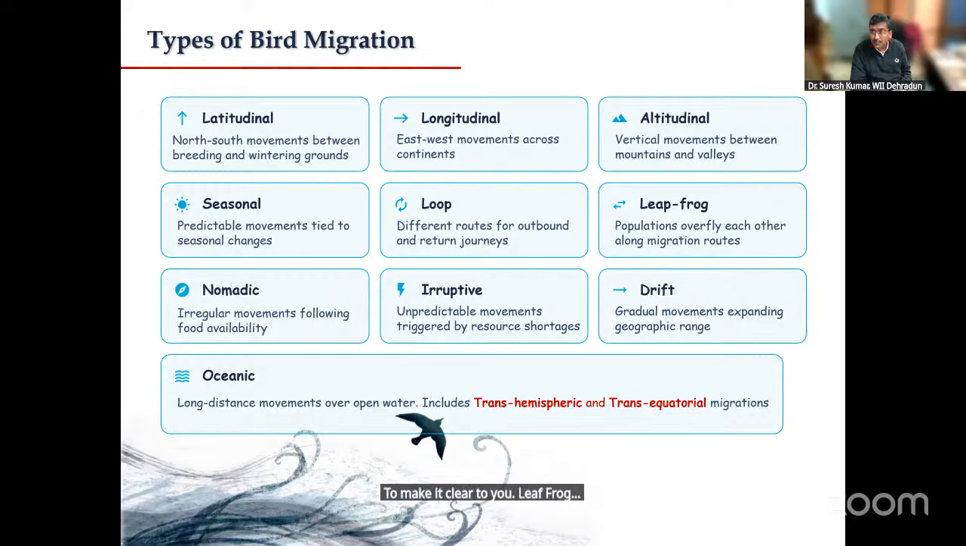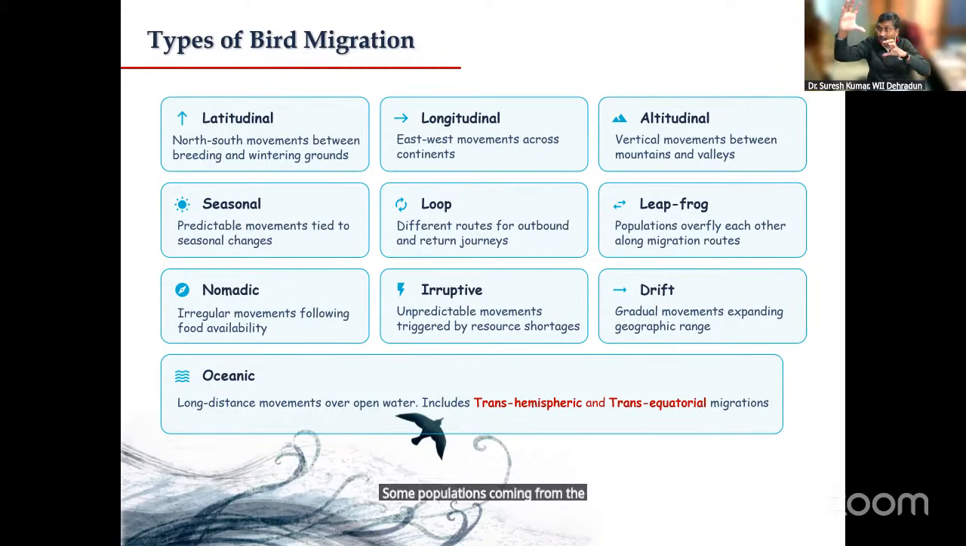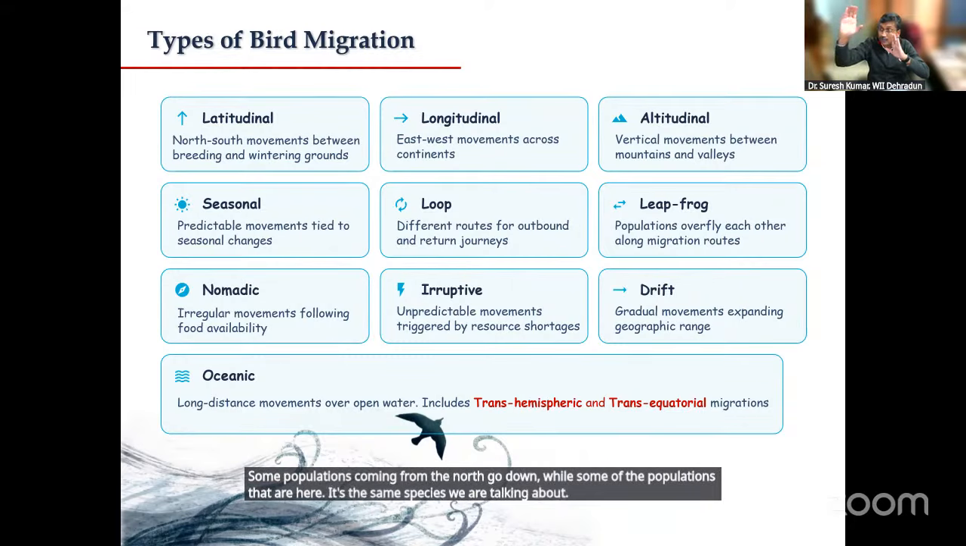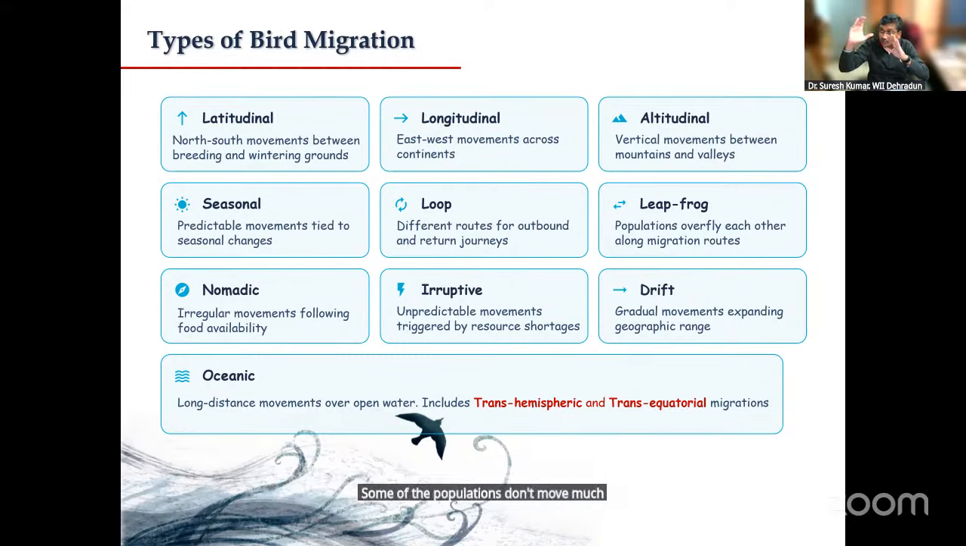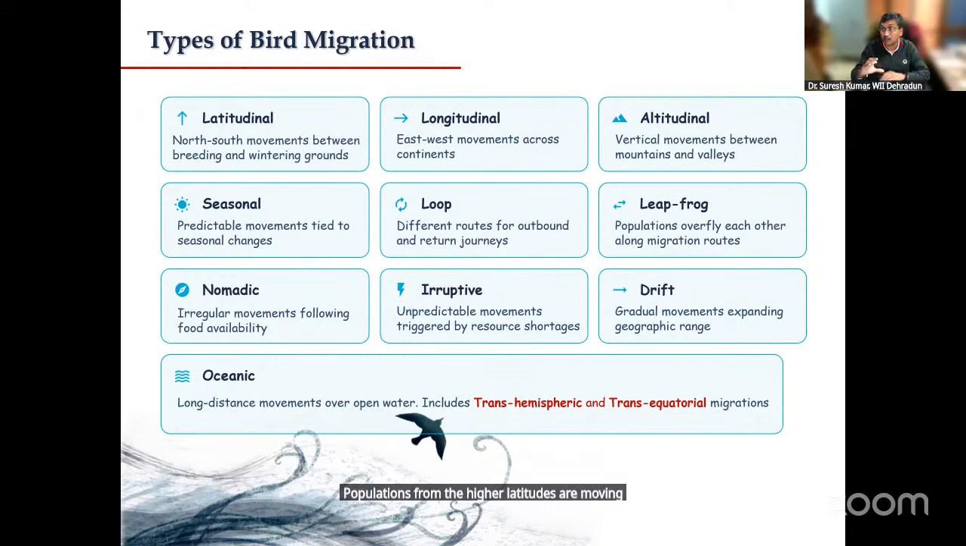Leapfrog, where populations overfly each other along migration routes, and I'll give you some examples for that. So some populations coming from the north go down, while some of the populations that are here, it's the same species we are talking about, some of the populations don't move much. So those populations that are in the lower elevations, lower latitudes, do not move much, whereas the populations from the higher latitudes are moving quite a bit more, beyond where the other populations survive.